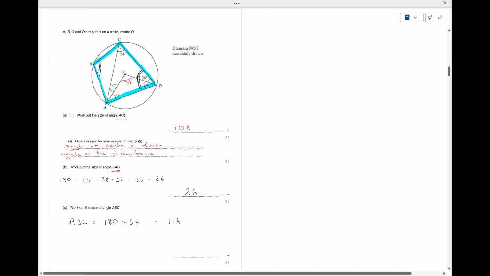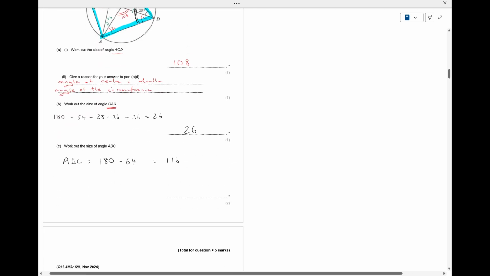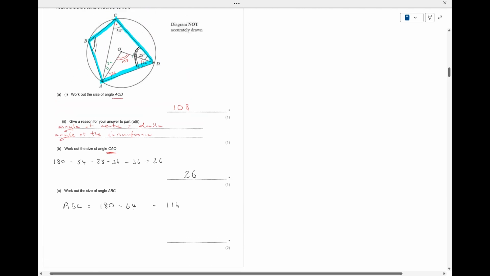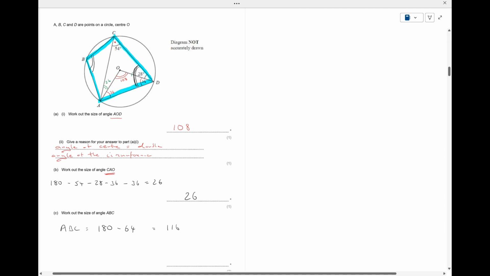And that is 5 marks. 5 marks on the circle theorems question. It was question 16. So third of the paper. Grade 7-ish. 5 marks.